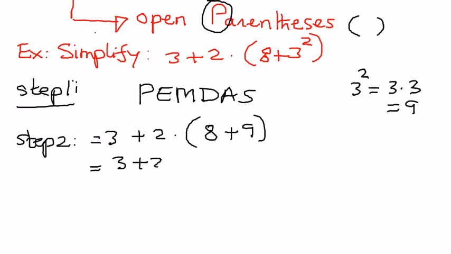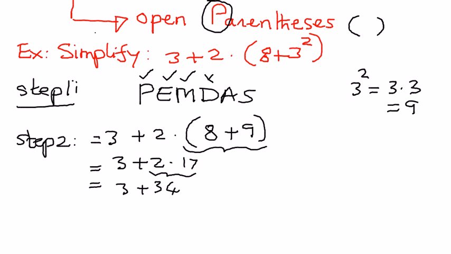Now we come back and simplify it some more. 3 plus 2 times, this time we're going to simplify the numbers inside the parentheses. So 8 plus 9 is equal to 17. So we performed the exponents, we performed the parentheses. We want to now perform the multiplication. So we take 2 and multiply it by 17 first and then add it to 3. 2 times 17 is 34. So we perform the multiplication.